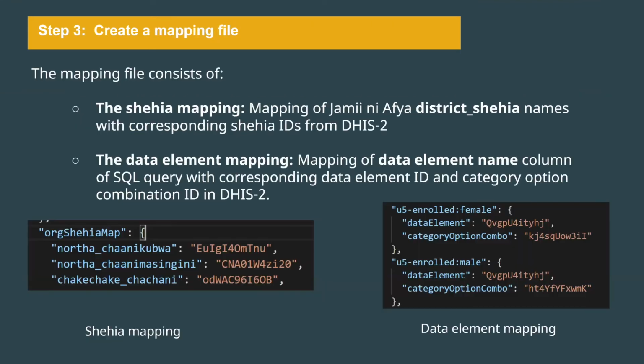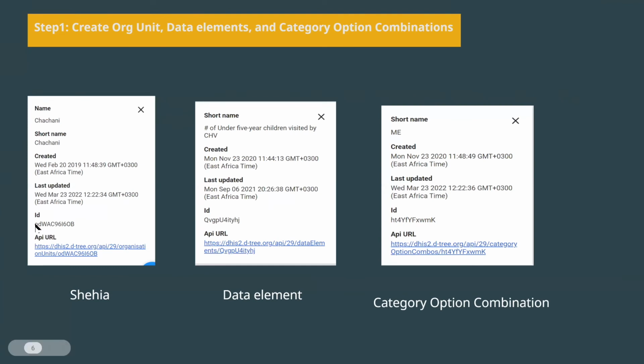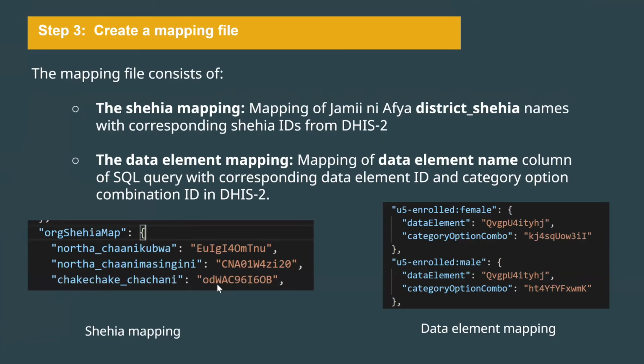So that's where we have our mapping file. The mapping file contains two basic things. It contains the Shahia mapping or the location mapping. And this is the mapping of Jamii Afya Shahia names with the corresponding Shahia IDs from DHIS2. So that is the image you see on the bottom left here. So I have the name. In this case, in our use case, it was Chachani with the ID. And if I go back, the ID was ODW, which is here, ODW.